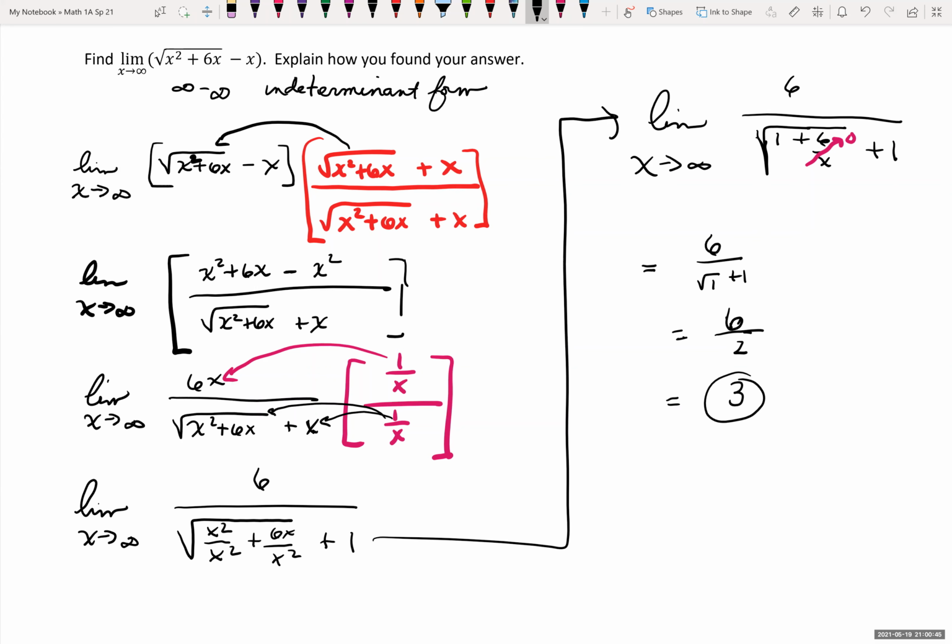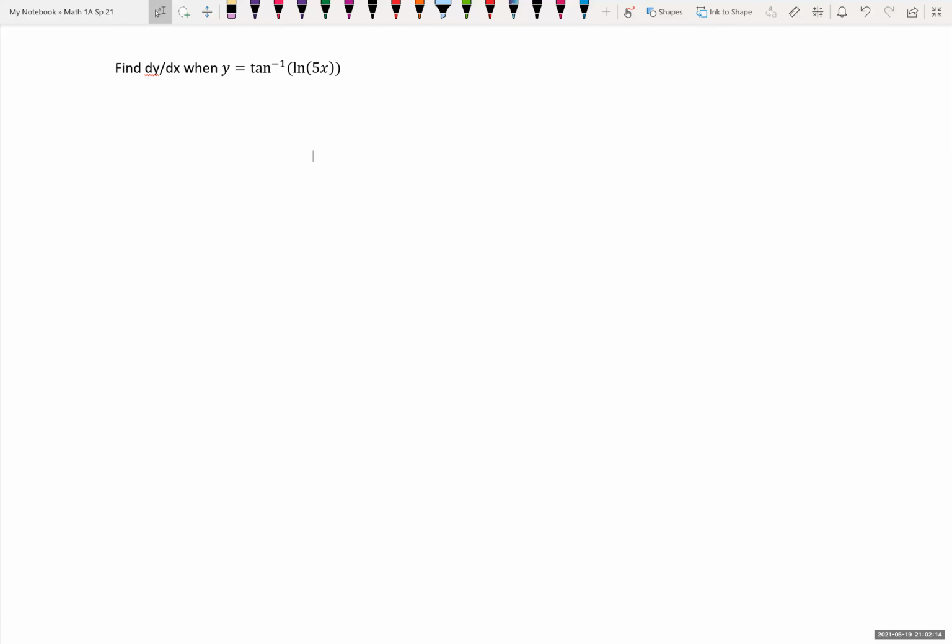So like we've seen in the past, there are multiple ways that you can approach some of these problems, and some ways are a little easier than others. But if you get that infinity minus infinity, that's an indeterminate form. That's not equal to 0, or we don't know if it's equal to 0, which it isn't in this case. It's 3.